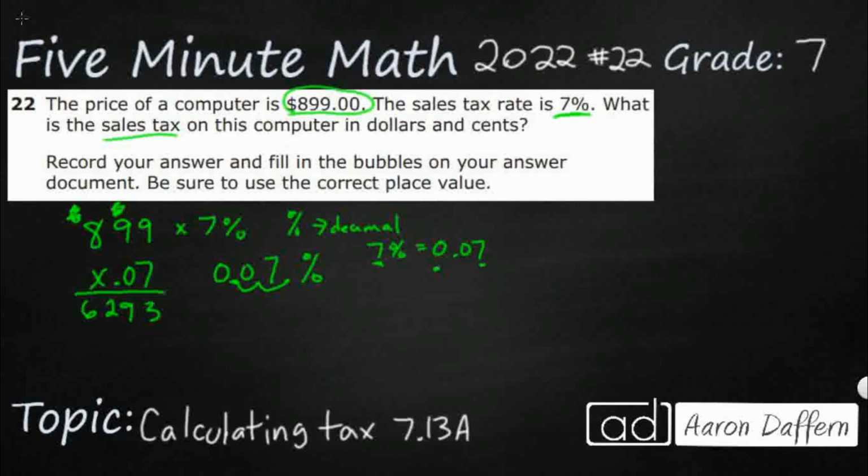What we need that for is when we multiply by decimals, we don't worry about lining up the decimals or anything like that. We simply count how many digits are behind the decimals in the factors. And I've got 1, 2. All right, so I need 2 digits behind the decimal in my product. So $62.93. So over $60 of tax.